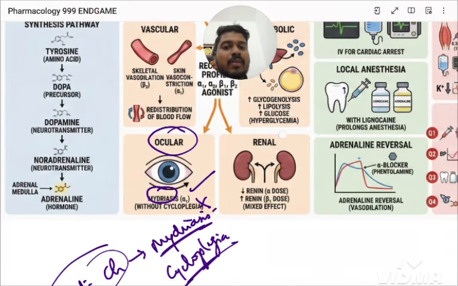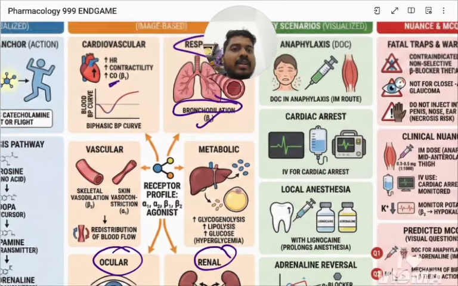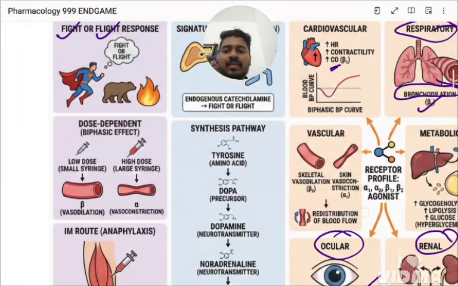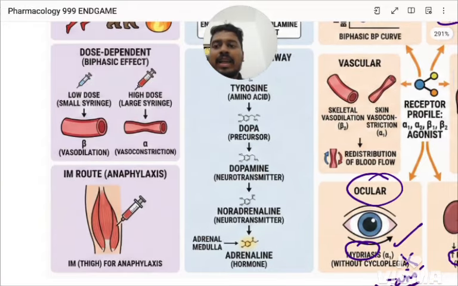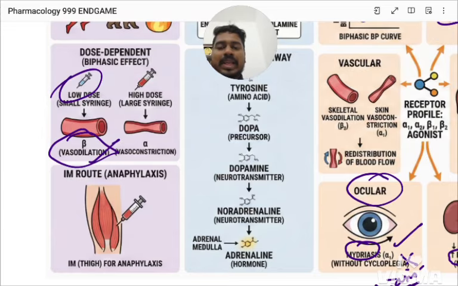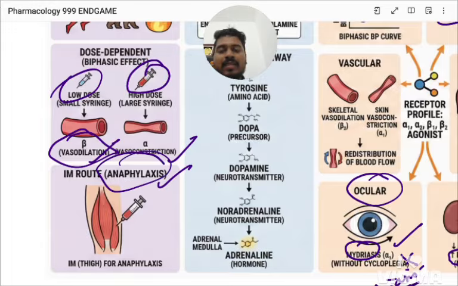Next, what happens under renal? Because of the alpha dose, renin will decrease initially, but when there is the beta 1 dose, there will be increased renin. So what we are concerned about is increased renin. Now what are some of the useful things we should know for exams? One is, at low dose there will be beta mediated vasodilation, and at high dose there will be alpha mediated vasoconstriction. Second is, in the IM route we are always giving ADR.